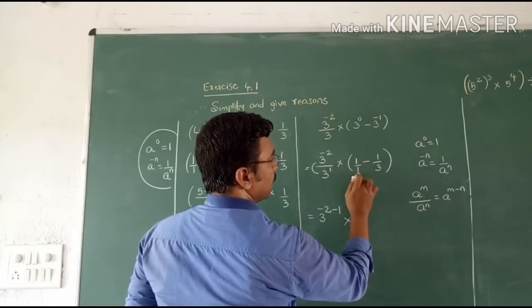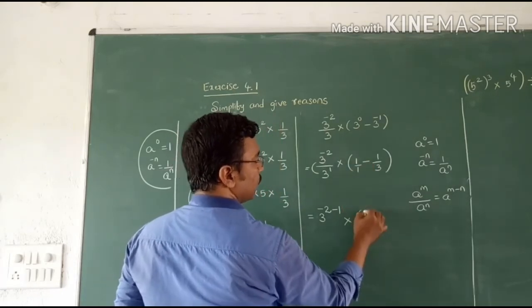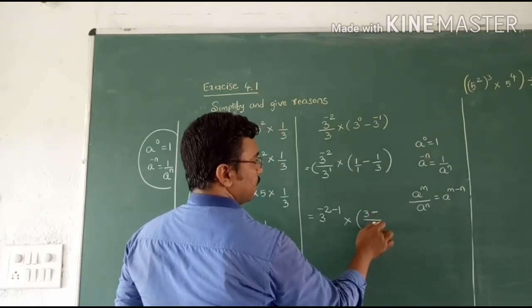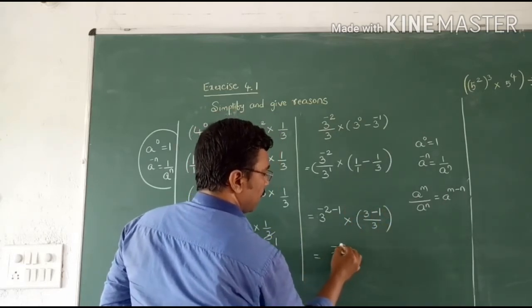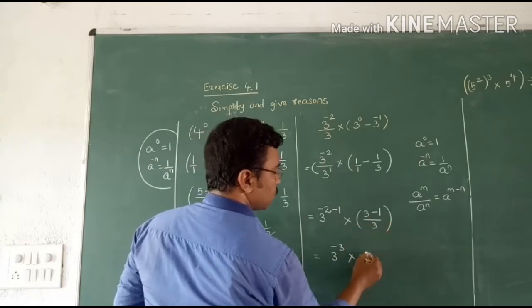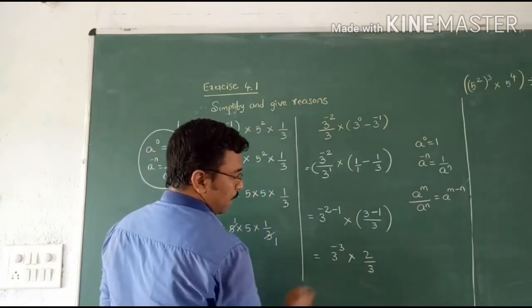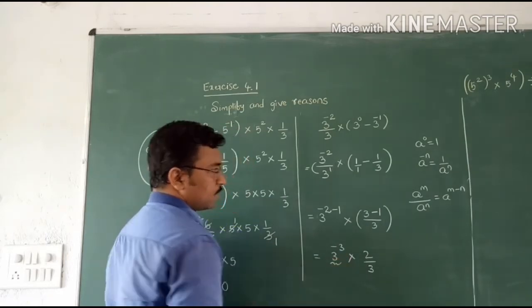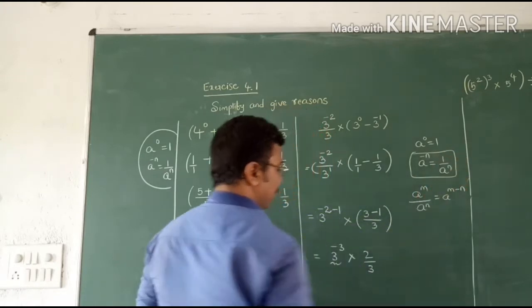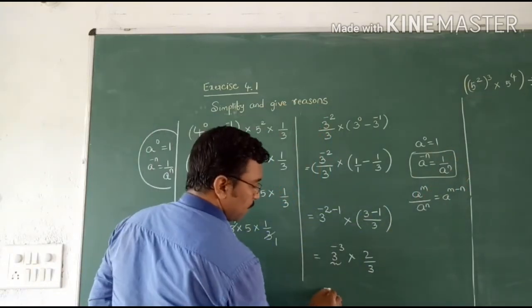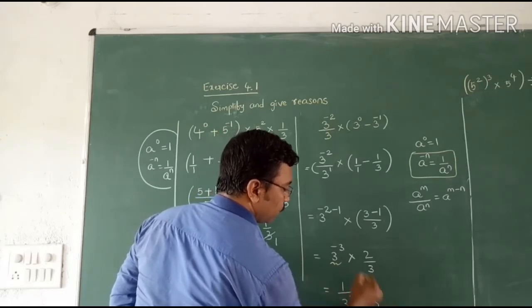So I am taking the LCM here, 1 comma 3, 3. 1 divides 3 times, 3 into 1 is 3, minus 3 divides 3 by 1 time, 1 into 1 is 1. So 3 power minus 3 into 3 minus 1, 2 by 3. So this 3 power minus 3, once again we write like this as a power minus n is equal to 1 by a power n. So 3 power minus 3 can be written as 1 by 3 power 3 into 2 by 3.